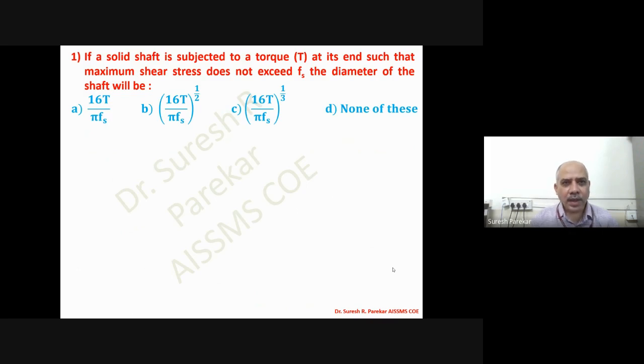First we have, if a solid shaft is subjected to a torque T, and we are interested to find out the diameter of the shaft. So we have T is equal to pi by 16 d cube Fs. And therefore D we are going to get as 16T upon pi Fs to the power 1 by 3. So the option is C.